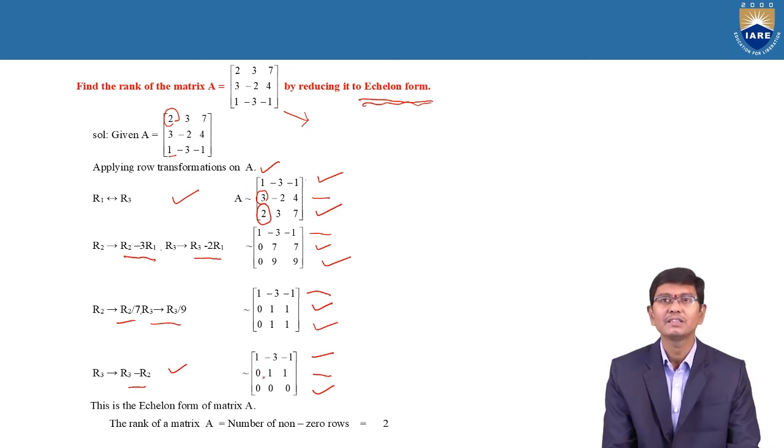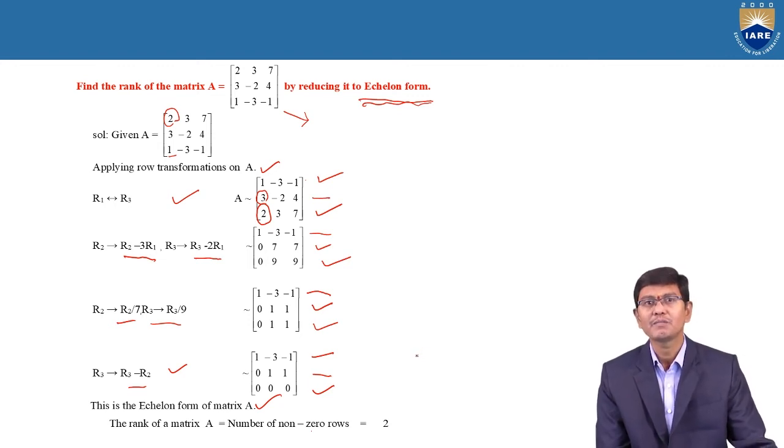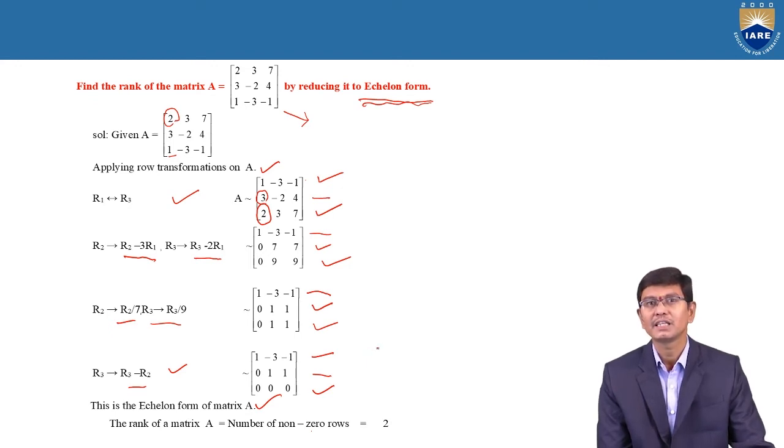And since it is the echelon form of a matrix, the condition is that the number of non-zero rows is equal to the rank of the matrix. Having confirmed the echelon form, by observing the number of non-zero rows, here it is equal to 2. Therefore, by the property that the number of non-zero rows is equal to the rank of a matrix, the rank of this matrix is 2.